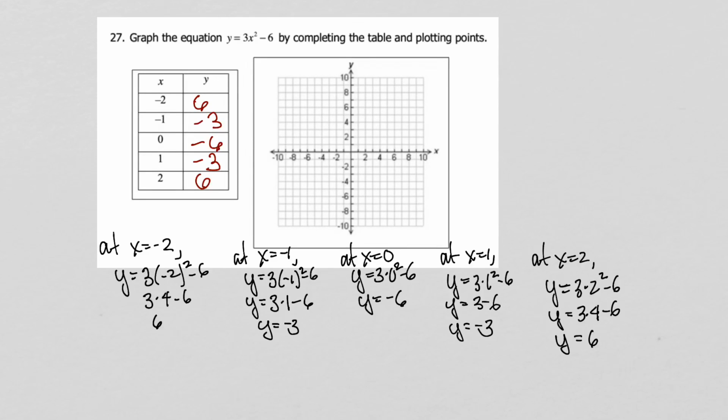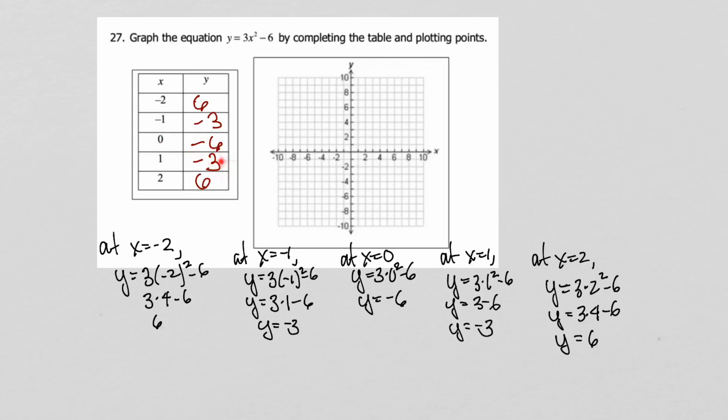So I'm just going to go ahead and fill in the rest of the table. We did this one right here. Now put in a -1. At x equals -1, we get 3 times -1 squared minus 6. -1 squared is 1. 3 times 1 is 3, minus 6, which is -3. So we'll put a -3 to go with that -1.